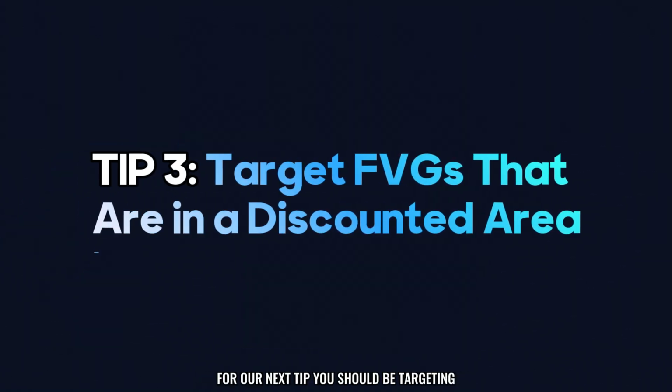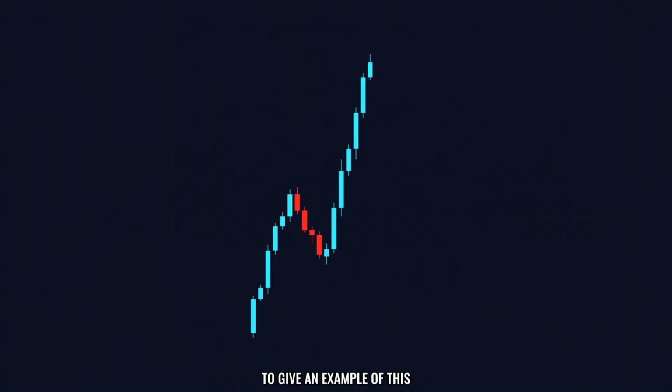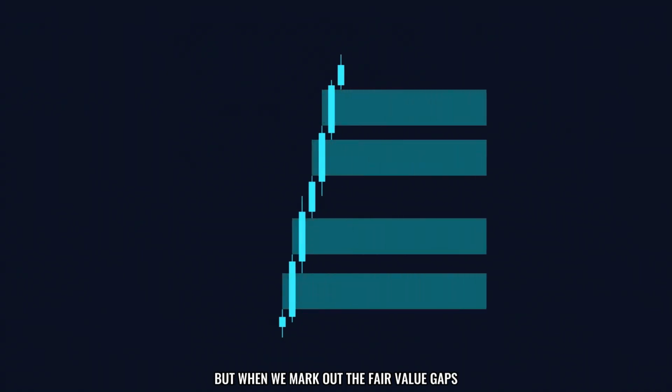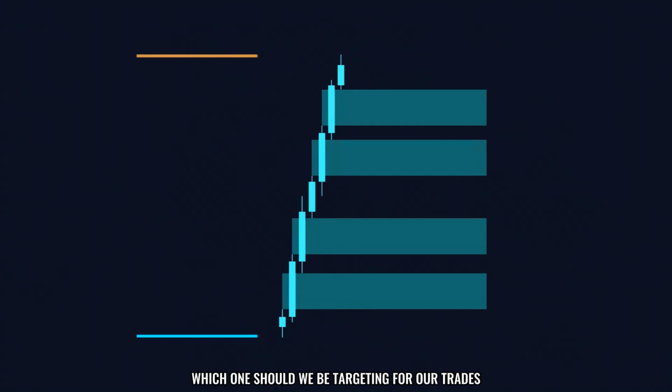For our next tip, you should be targeting fair value gaps that are created within a discounted area. To give an example of this, here we have a strong bullish move, but when we mark out the fair value gaps, we have a few to choose from. So, the question is, which one should we be targeting for our trades?